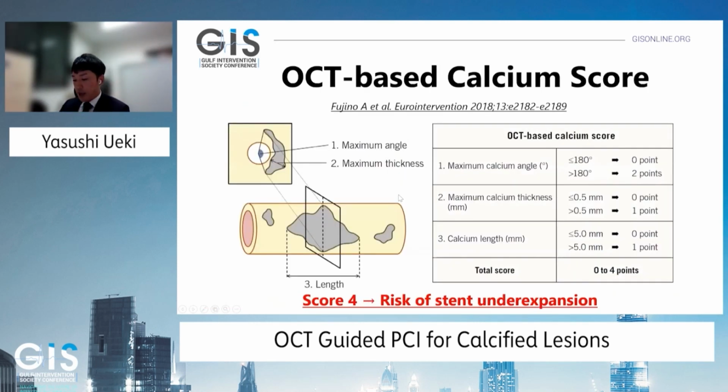Similarly, an OCT calcium score based on calcium angle, calcium thickness, and calcium length has been reported. And score 4 is a significant predictor for stent under-expansion.